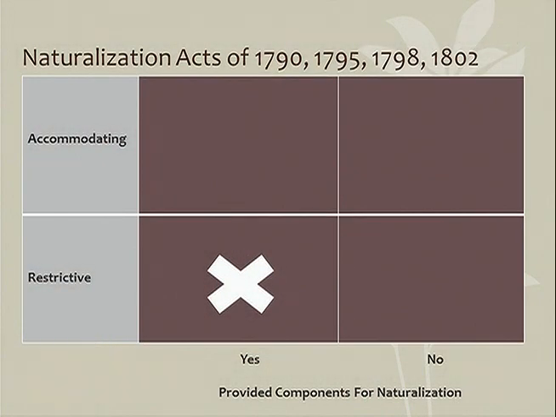So you can look at these through a simple matrix. You have accommodating and restrictive, and does it provide components for naturalization, yes or no? All the naturalization acts, 1790, 95, 98, and 1802, they all provide for naturalization. They provide the components for naturalization, but they're restrictive. Free white persons, these kinds of ideas.